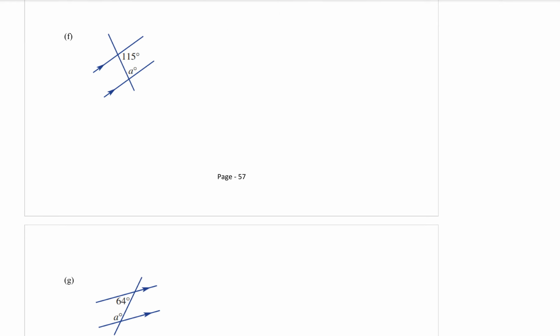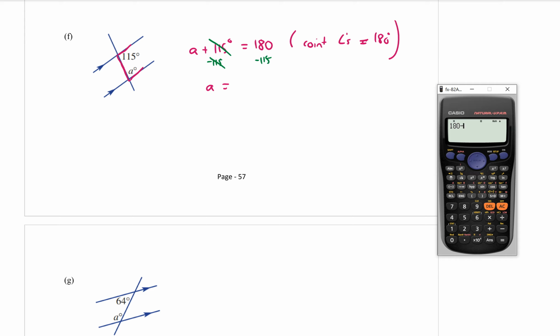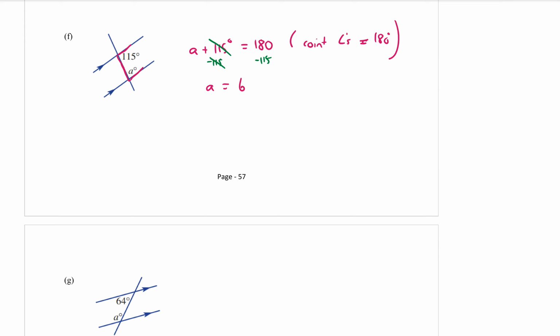F, draw the arms. You need lots of practice so you get the hang of this. Draw the arms around there. We're making a C shape. That means they add to 180. These are the co-interior angles. So A plus 115 degrees equals 180 because co-interior angles equal 180 degrees. I still have to solve that equation for A, so I'll subtract the 115, and that means that A equals 180 minus 115, which equals 65 degrees.